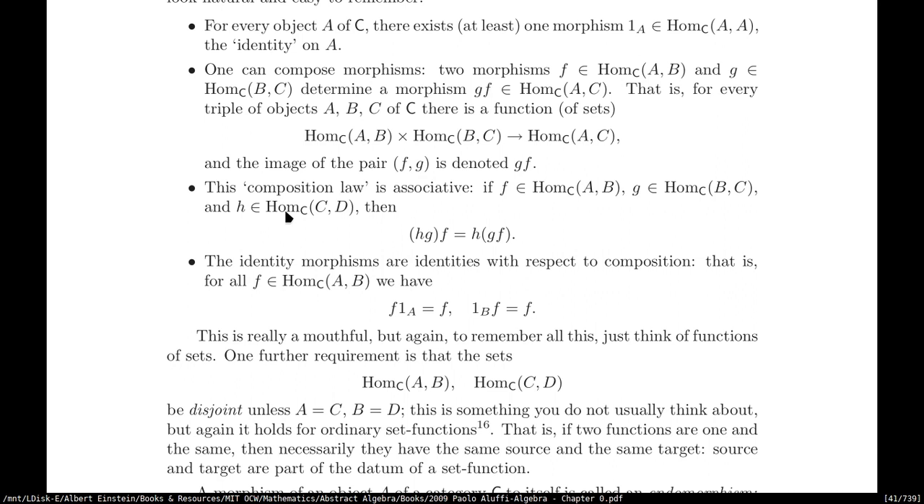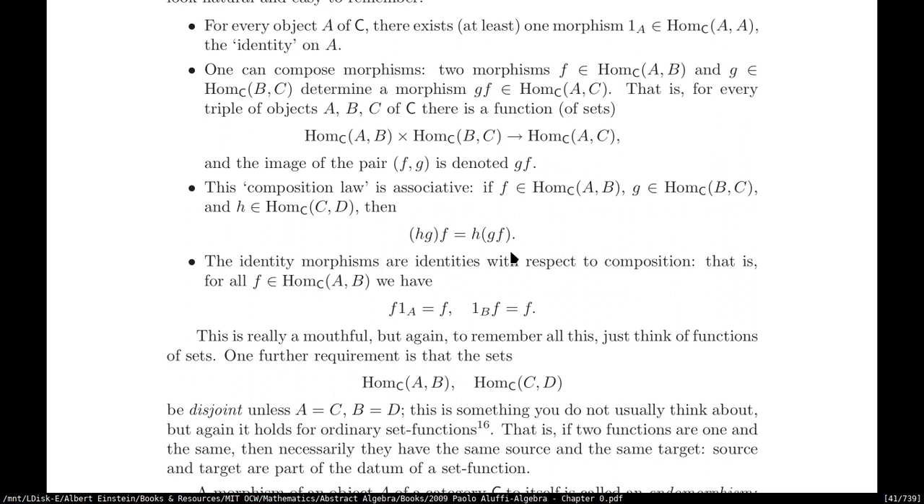Now, as we saw in functions, this composition law is associative too. If you have f, g, and h, three morphisms from A to B, B to C, and C to D, then you can place the parentheses as you want between each of these morphisms under the composition law. Whether you have the parentheses over hg or gf, it doesn't matter because the law is associative.